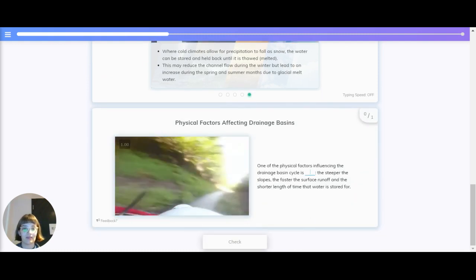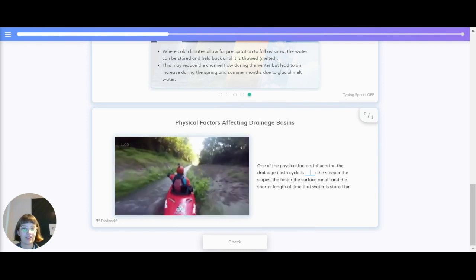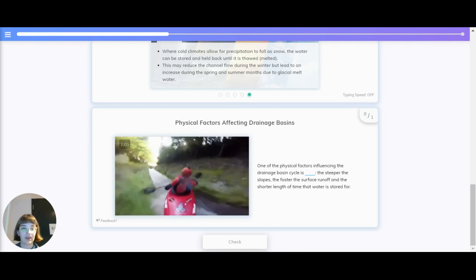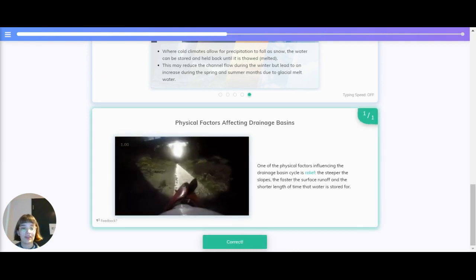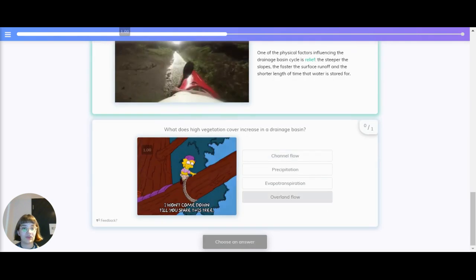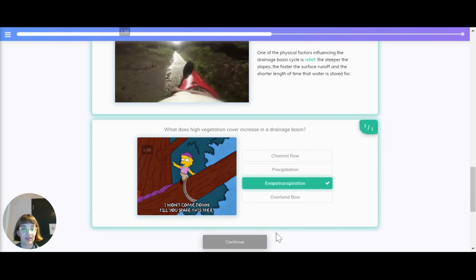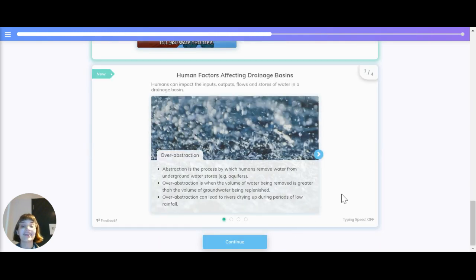Let's have a look at a quick recap of that. One of the physical factors affecting the drainage basin cycle is relief. The steeper the slope is, the faster the runoff, and the shorter the length of time water is stored for. What does high vegetation cover increase in a drainage basin? It increases evapotranspiration.